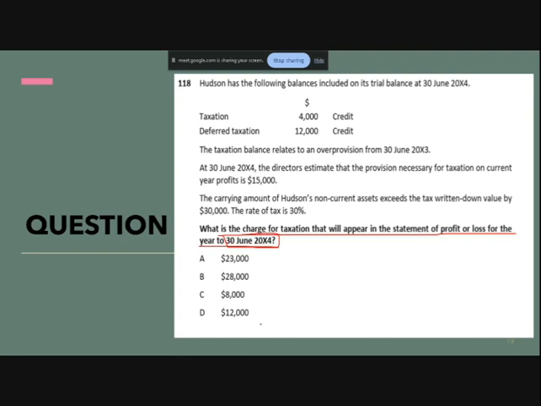Okay, what's the current year estimate here? 15. Is it under or over provision? Over. Yes, they've directly told you, right? Over provision. And every time in the trial balance, if the amount they give us as credit for deferred tax, it is the opening balance. Remember that. Opening, closing, current.